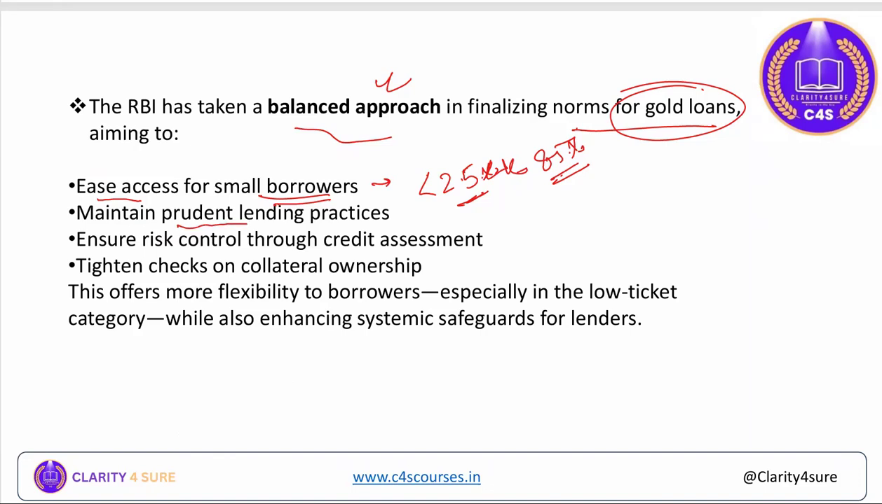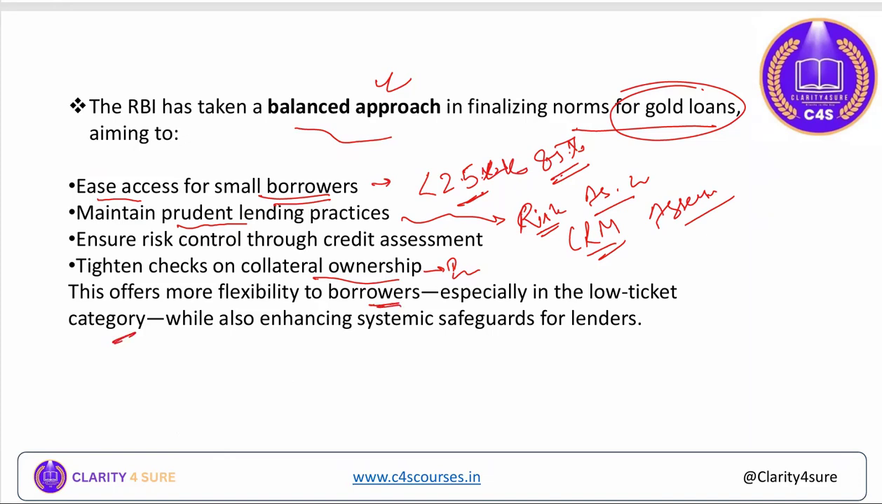How can one maintain the prudent lending? Means measuring the credit risk associated with the loans. Credit risk management should be there. Proper assessment before providing the loan should be there. So prudent lending practices should be maintained by the lenders. Ensure the risk control through credit assessment. Tightens check on collateral ownership, like invoices and all should be checked. This offers more flexibility to the borrowers, especially in low ticket category, small borrowers, while also enhancing systemic safeguard for the lenders at the same time.